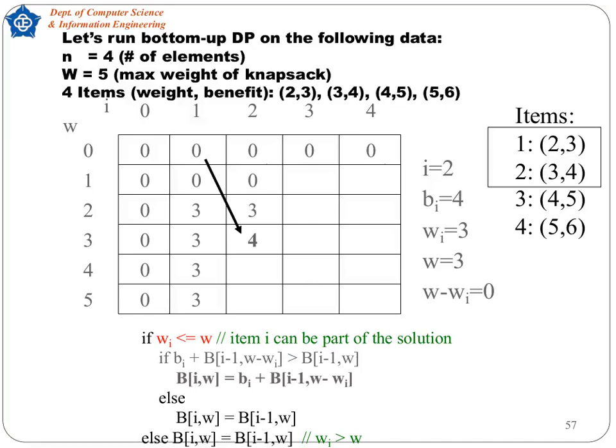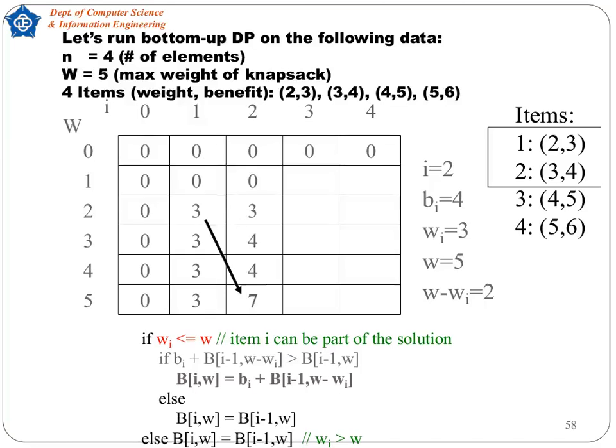At each cell, we compare include versus exclude and pick the higher benefit. Next, we'll move on to filling the cell for capacity 4. Building on our last step, we're filling a bottom-up DP table B for a knapsack of capacity 5 with 4 items: (2, 3), (3, 4), (4, 5), and (5, 6). Rows correspond to capacities 0 through 5, columns to items 0 through 4, and all base entries start at 0.